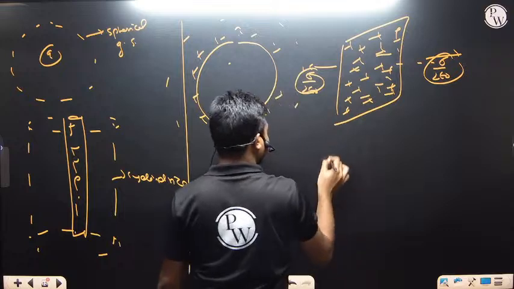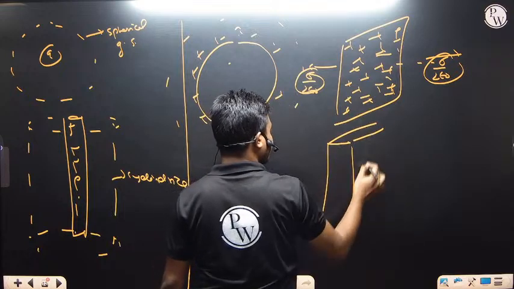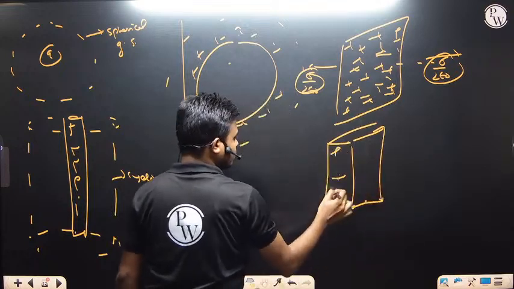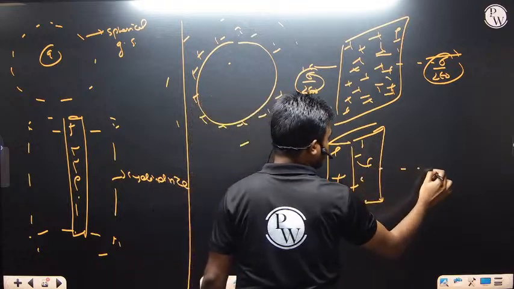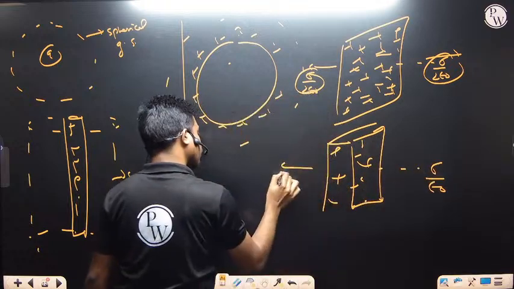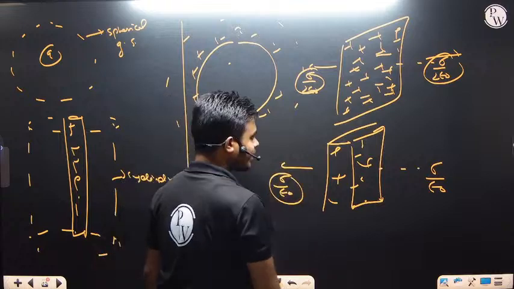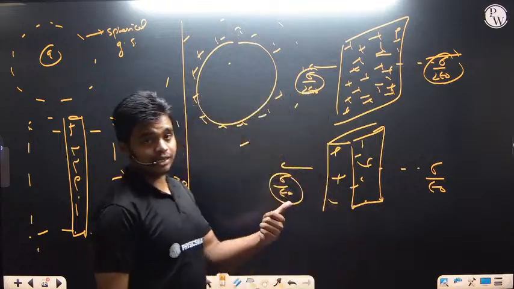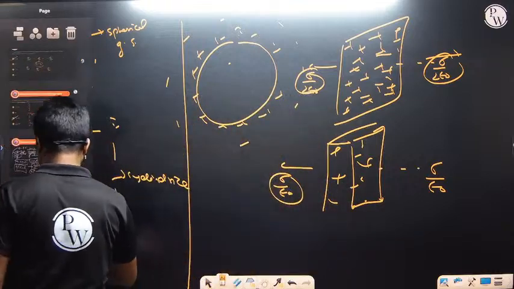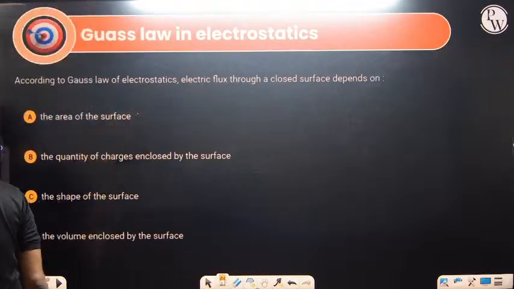If it is a conducting, slightly thicker sheet, or a conducting thin sheet, and they are asking the electric field value, then this side sigma by epsilon naught, and this side also sigma by epsilon naught. A conducting sheet has two surfaces over here, so for a conducting sheet it is sigma by epsilon naught. So let's solve some questions from Gauss law and electric field further.